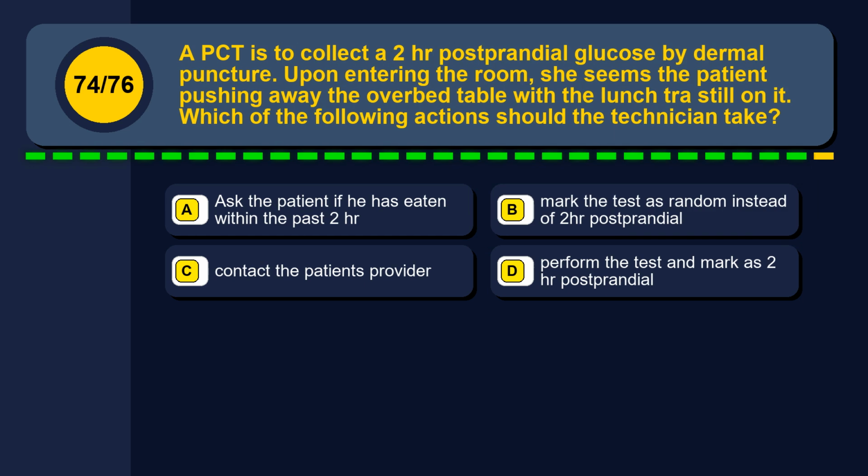Question 74. A PCT is to collect a 2 hours postprandial glucose by dermal puncture. Upon entering the room, she sees the patient pushing away the overbed table with the lunch tray still on it. Which of the following actions should the technician take? Option A, ask the patient if he has eaten within the past 2 hours. Option B, mark the test as random instead of 2 hours postprandial. Option C, contact the patient's provider. Option D, perform the test and mark as 2 hours postprandial.